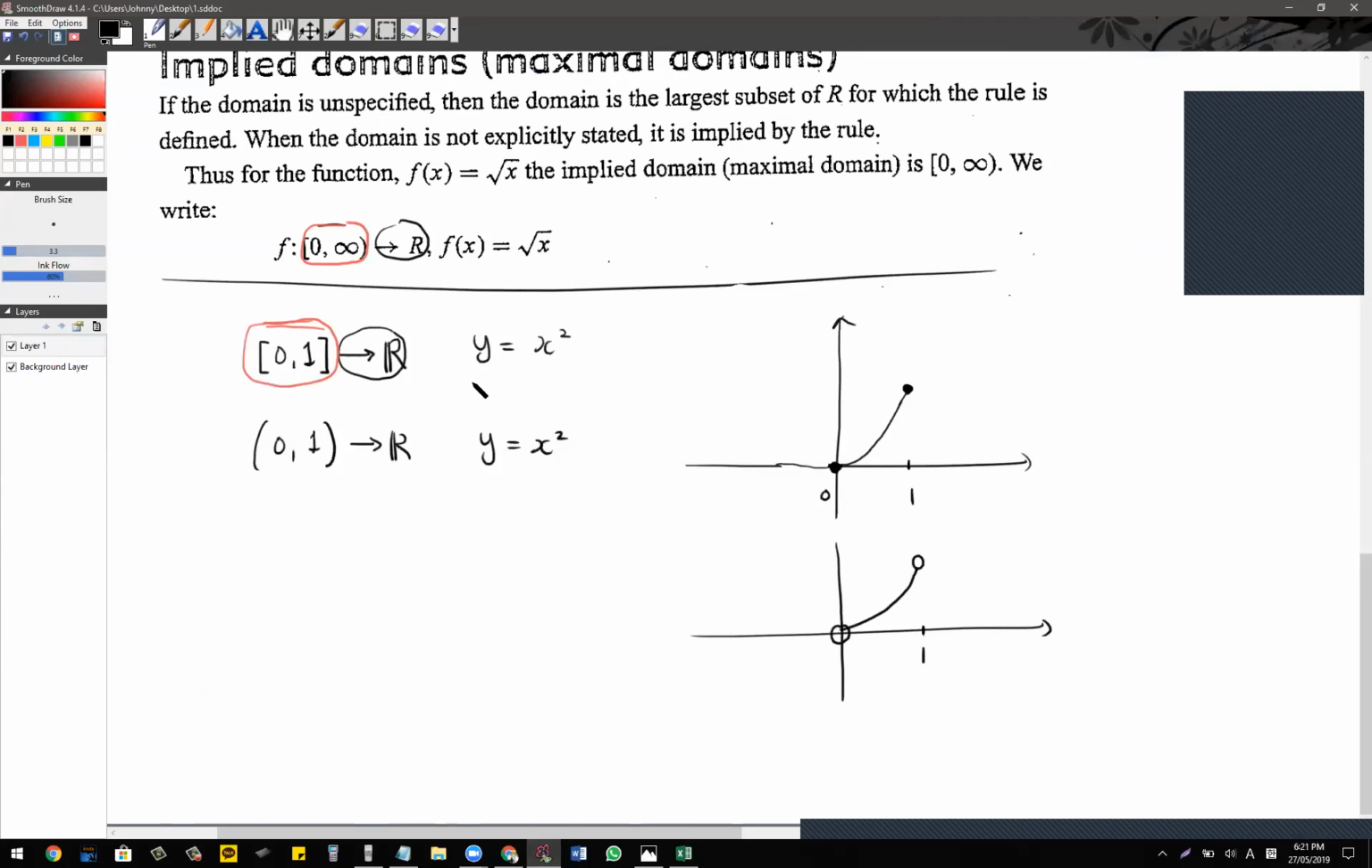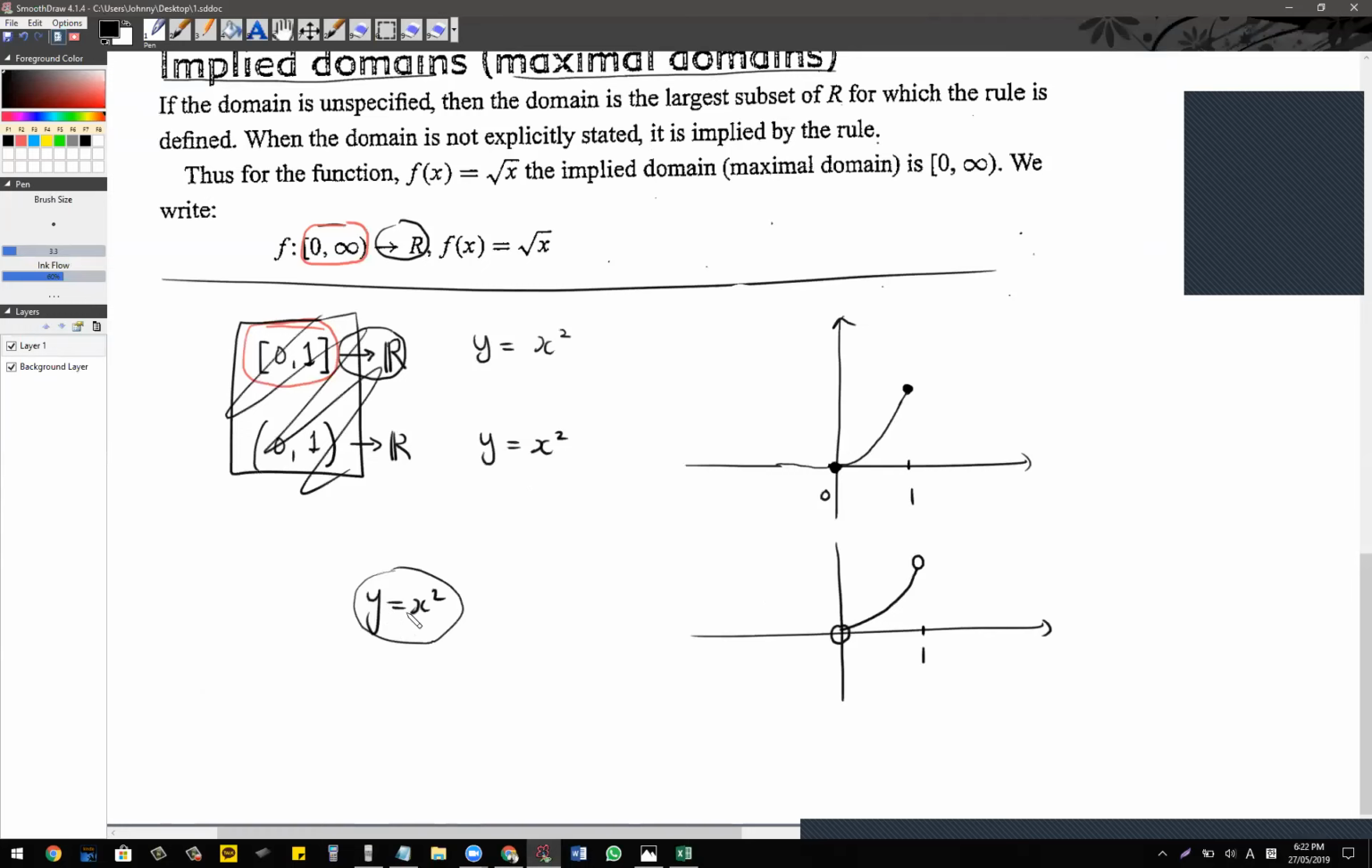So if the domain is mentioned, then you follow that domain. But let's say I don't mention any domain. I just say y equals x squared, and I don't give you any information about what the domain is. Then what we do is we take what's called the implied domain or the maximal domain. All right? So that means you just take the largest possible domain.